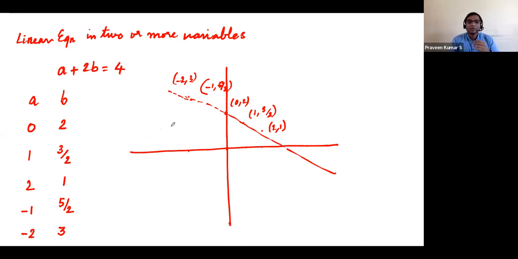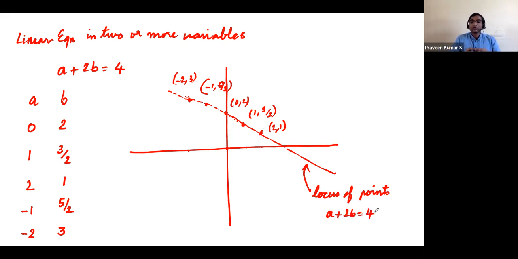Now remember that in between these points also there are several points. In between the points which I have plotted as well, there are infinite number of points which will satisfy the expected condition. So this straight line is referred to as a locus of points which satisfies the condition a plus 2b is equal to 4.